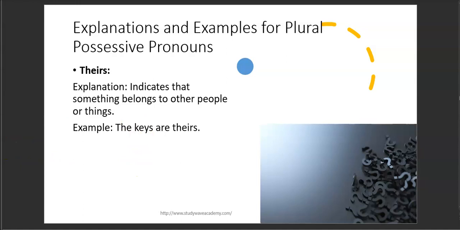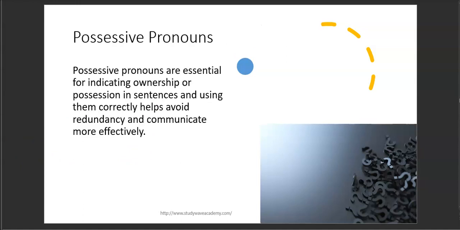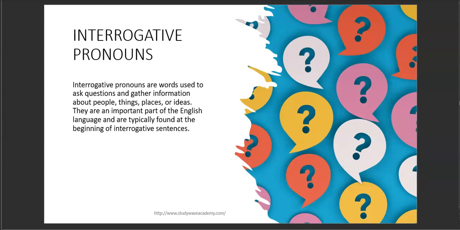So that is all about the possessive pronouns. And just to finish on that, we have to know that possessive pronouns are very essential for indicating ownership or possession. In sentences and communication, we use these possessive pronouns to show ownership. They must be used correctly to help us avoid redundancy and to help us communicate more effectively. We have to use these possessive pronouns well. Don't forget about that. Now I'll move to the next type, and that is the interrogative pronouns.